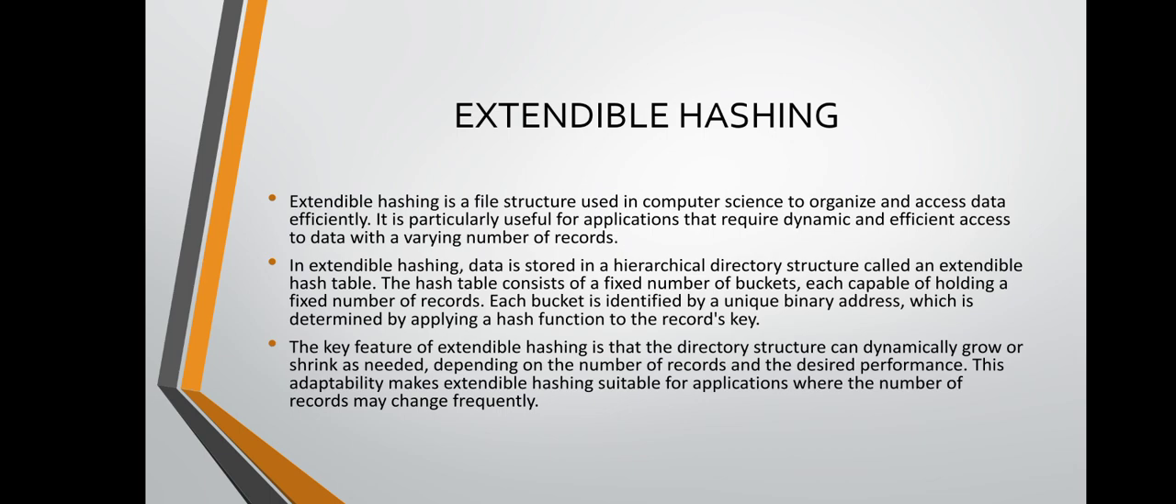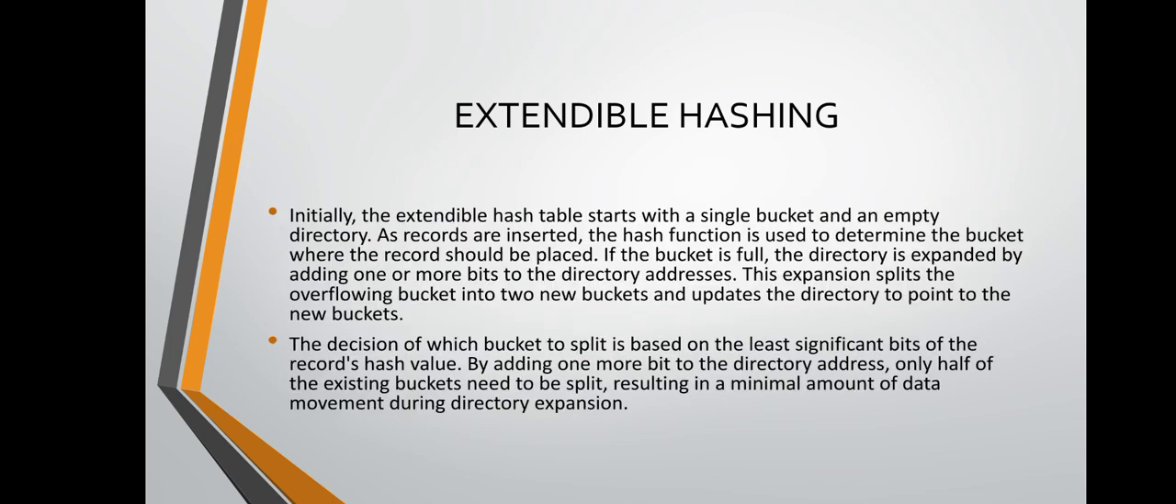The key feature of extendable hashing is that the directory structure can dynamically grow or shrink as needed, depending on the number of records and the desired performance. This adaptability makes extendable hashing suitable for applications where the number of records may change frequently. Initially, the extendable hashing table starts with a single bucket and an empty directory.